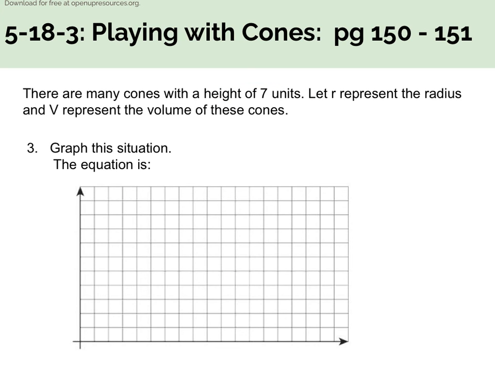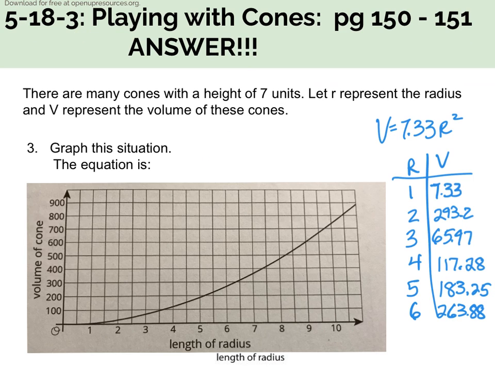So number 3, what we're doing is graphing the original situation. And so our equation was V equals 7.33 r squared. So this is the equation that we want to go ahead and graph. Figure out your independent variable, your dependent variable. Go ahead and make a table for this, and then graph the information. So as you can see, I went ahead and graphed this equation. I made a table, and so I put in different radiuses, and then I graphed the information. So your graph should look something like this.